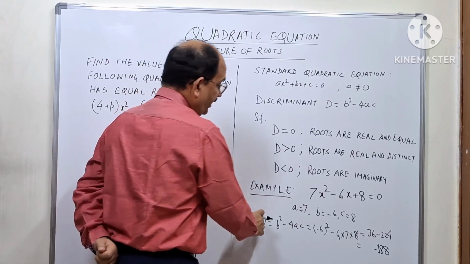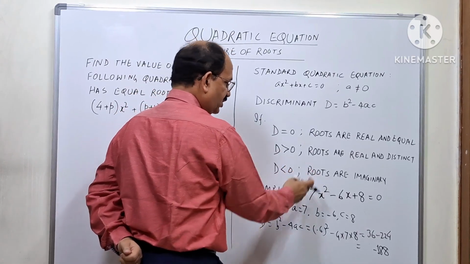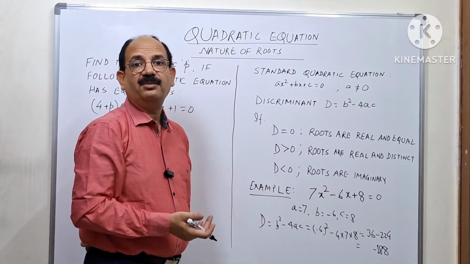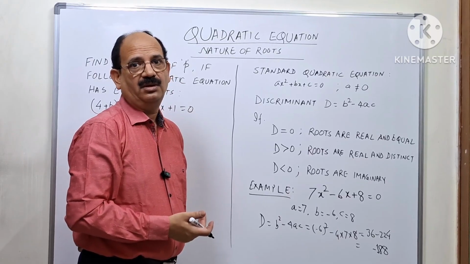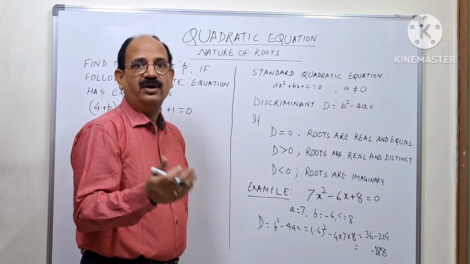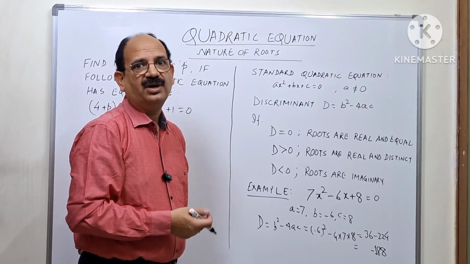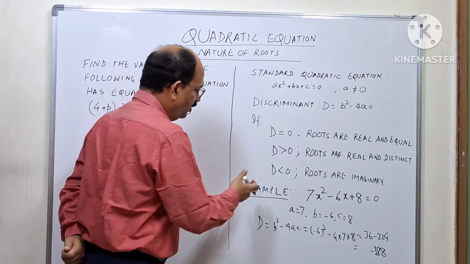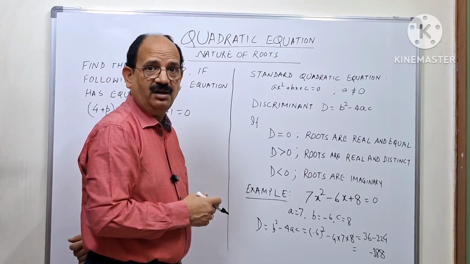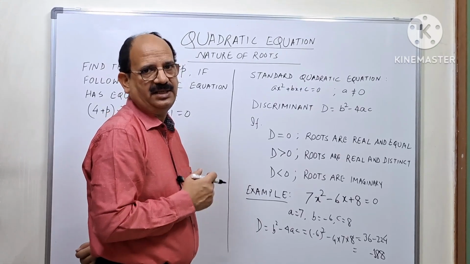If discriminant is coming negative, then the roots or the solution of this quadratic equation will be imaginary. We will not be able to find any real solution of this quadratic equation. No need of proceeding forward to finding the roots using quadratic formula. We know that the solution will not be real, the roots will be only imaginary.